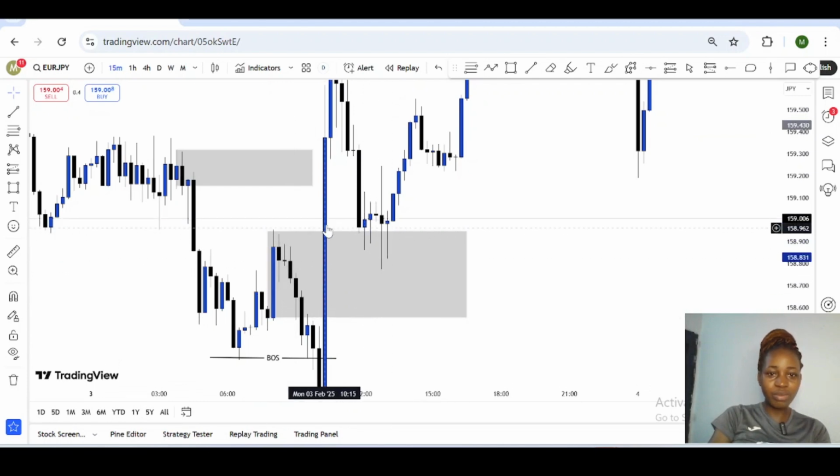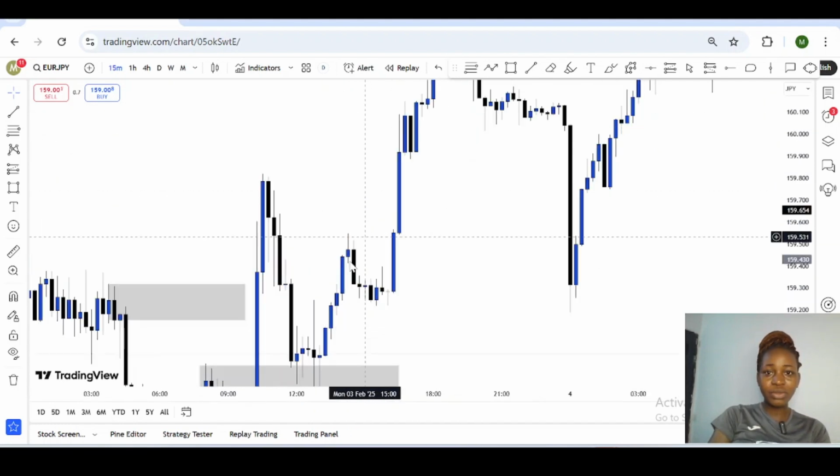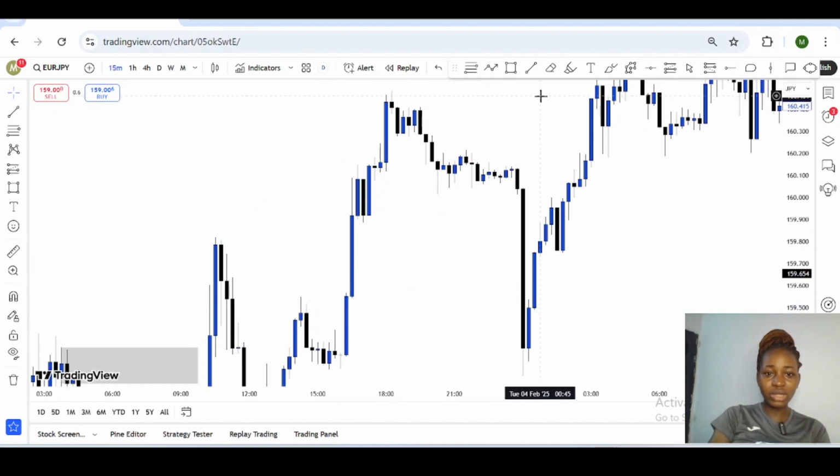You can see here the next pullback came back and respected this breaker block. Now it's called a breaker block because the other block has been broken through, so it's automatically turned to what is called a breaker block. So you can see the next pullback came back and respected this breaker block and started pushing to the upside. Okay, now let's look out for another one.